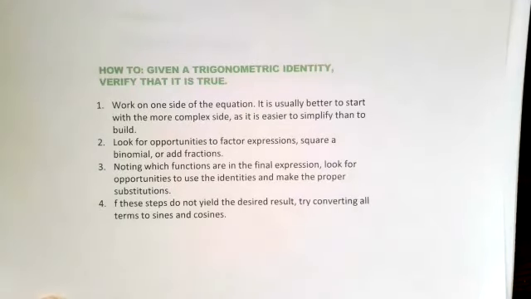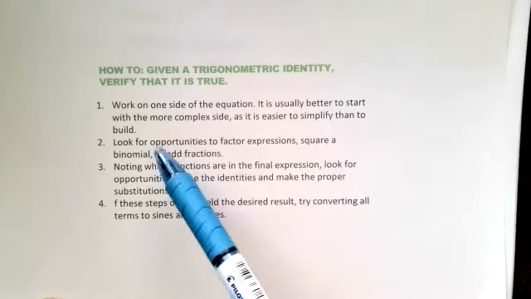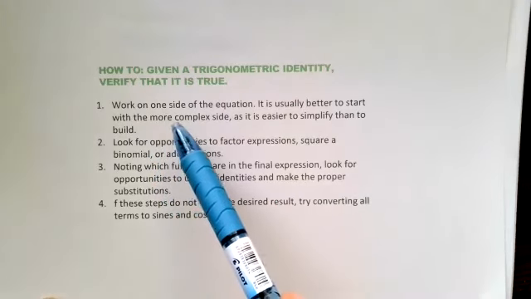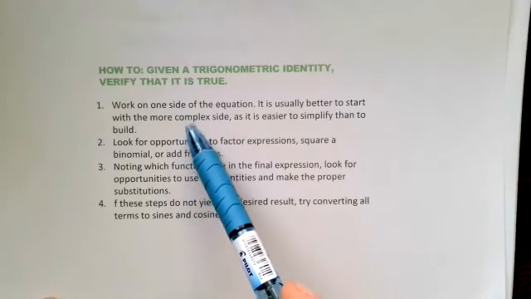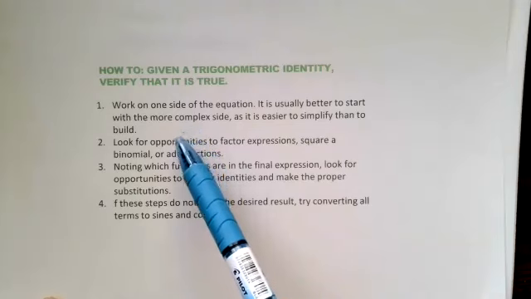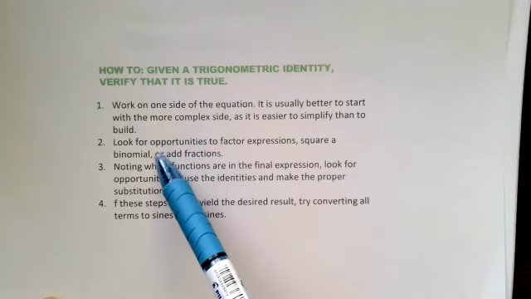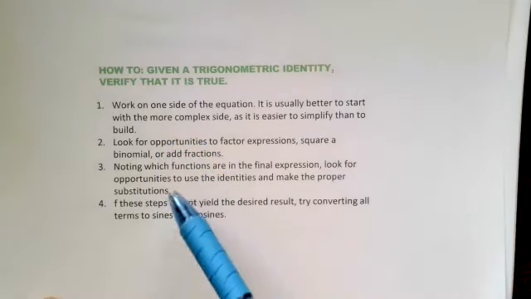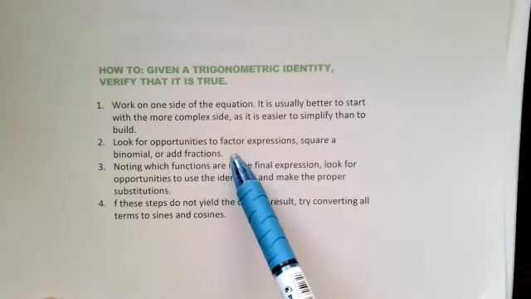So how do we verify identities? Here are some steps outlined for us. Number one, work on one side of the equation. It is usually better to start with the more complex side, as it is easier to simplify than to build. So that's principle number one. Principle number two, look for opportunities to factor expressions, square a binomial, or add fractions.